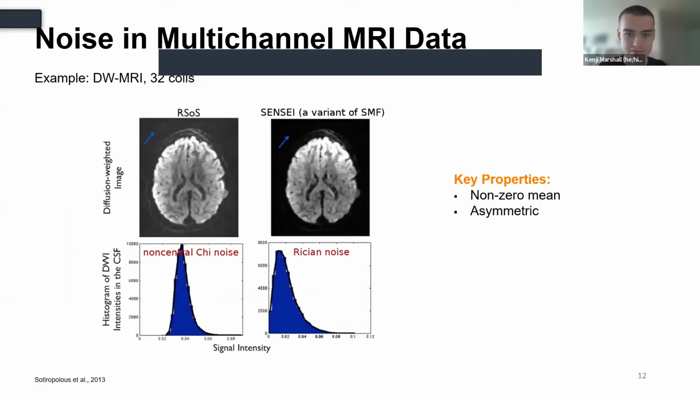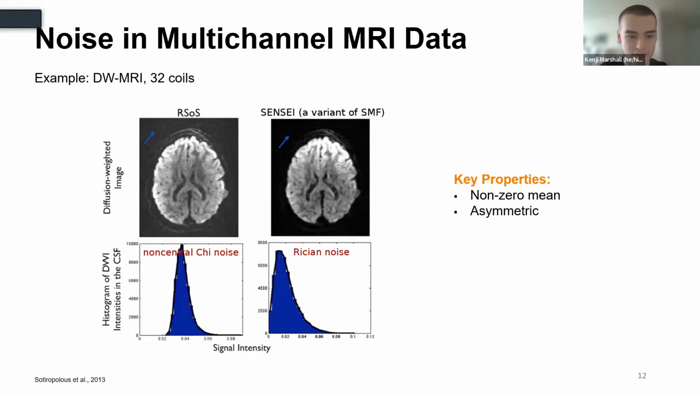So what do these distributions look like? This is an example of real diffusion MRI data constructed with 32 coils. On the left, it was following the sum of squares approach, and you get this non-central chi distribution on the bottom. On the right, it was using the spatial matched filter approach, and you get this Rician distribution on the bottom there. And just from looking at these histograms, there are a couple key observations we can make. One, they both have non-zero means, and two, both distributions are asymmetric. So non-zero mean and asymmetric.